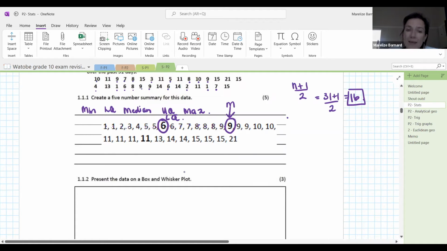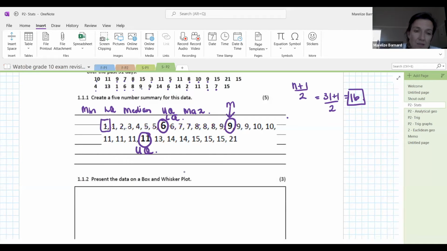And then we do the same to determine the upper quartile. We're just going to look at the upper half, and you exclude the median from that. So it will also be 15 values. It will be the middle of the 15. So that will be 11. Okay, so that's going to be your upper quartile. And then this is your min. And 21 is your max.